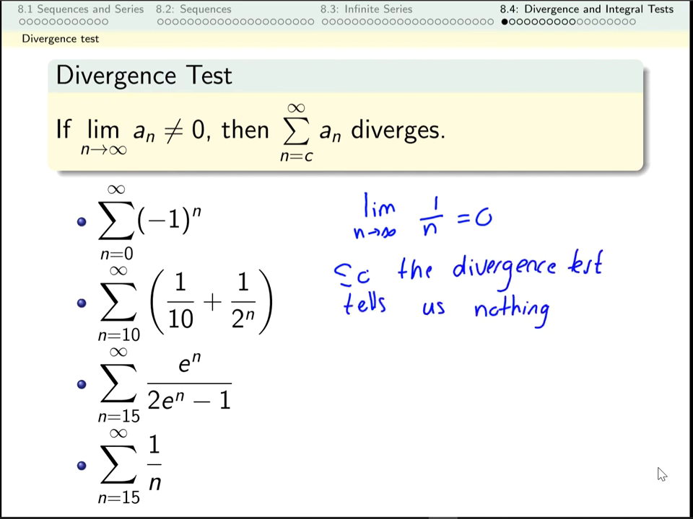If the terms of the sequence being added are not going to 0, then definitely the series diverges. If the terms of the sequence being added do go to 0, sometimes that happens in divergent series and sometimes that happens in convergent series. So this just means we need another test. And in subsequent videos, we'll talk about what other tests are available to us.